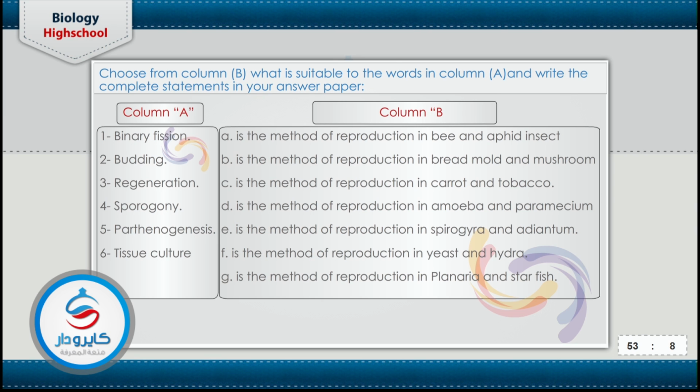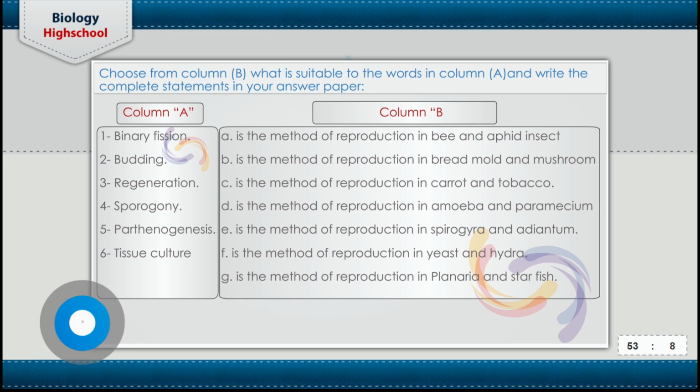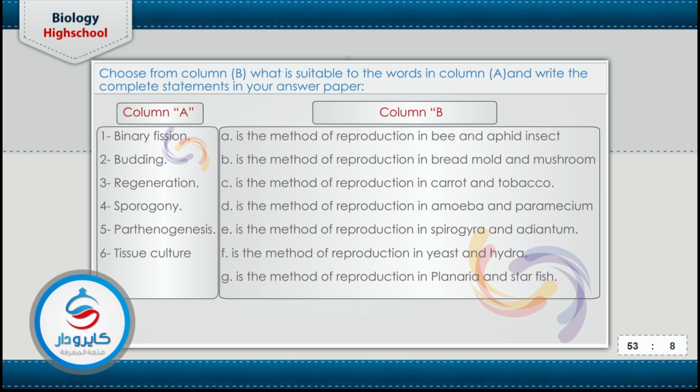We understand that this type of asexual reproduction takes place by parthenogenesis, or natural parthenogenesis. So A goes with number 5 from column A. Number B, the methods of reproduction in bread mold and mushroom. Bread mold and mushrooms are types of fungi, so reproduction takes place by sporogony, number 4. So B is related to number 4.